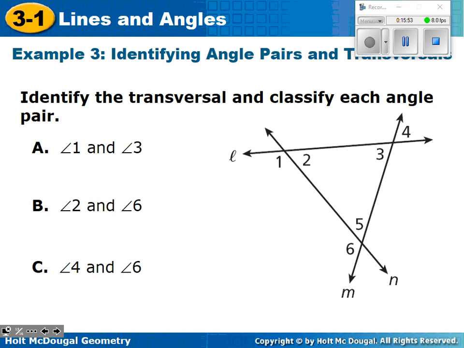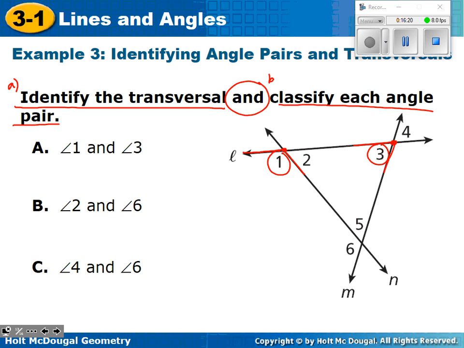So for example, it says again, make sure that you're doing both parts of the problem. Identify the transversal and classify each angle pair. So that means you're going to tell me which line is the transversal and then what kind of angles they are. So if you look at angles 1 and 3, first of all, let's identify the transversal. So put a dot where the angle's vertex is, and then put a dot where angle 3's vertex is. Which line connects those 2 points? Line L. So you would say the transversal is line L.